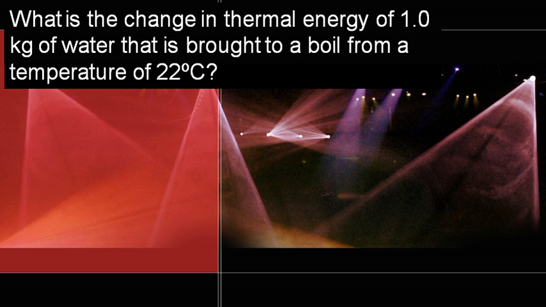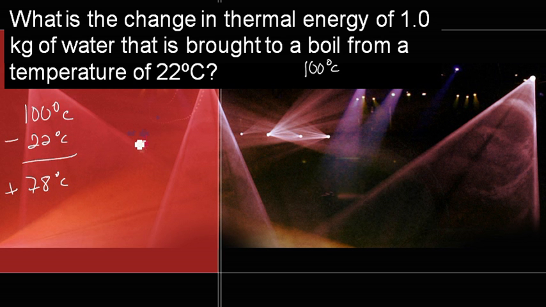Let's look at a textbook example. What is the change in thermal energy of 1 kilogram of water that is brought to a boil from a temperature of 22 degrees Celsius? Now, water boils at 100 degrees Celsius. So the temperature change is 100 degrees Celsius minus 22 degrees Celsius. So the temperature change is 78 degrees. So it's increased by 78 degrees.